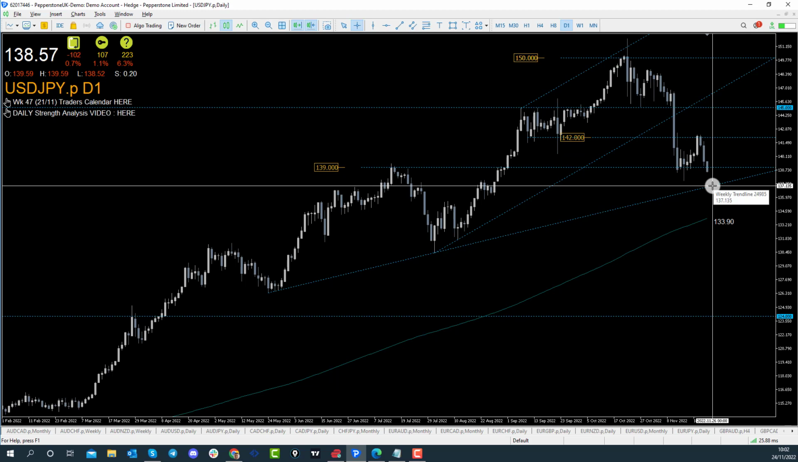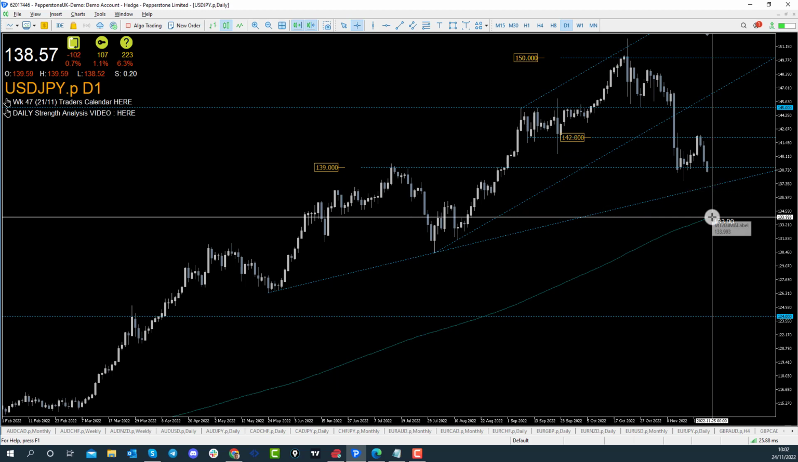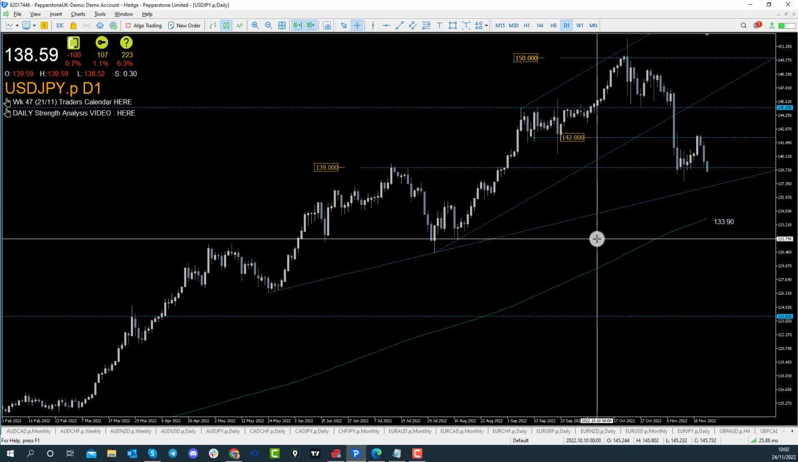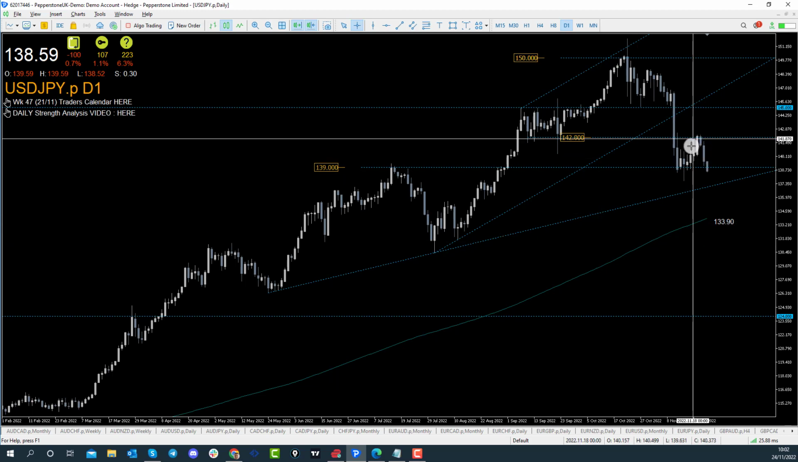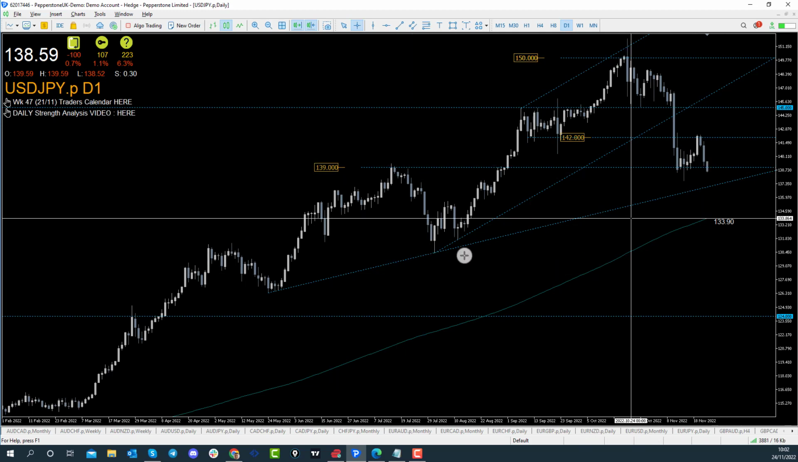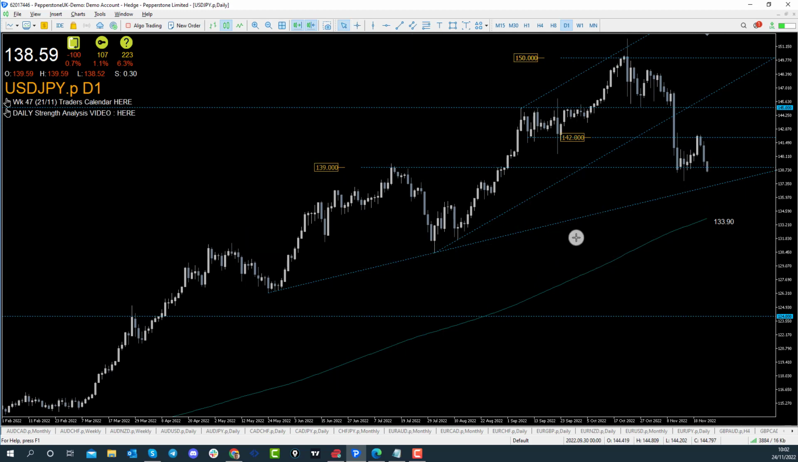If, however, price then trades through that point, you can see the next point of resistance is going to be the 200 daily moving average, which is around about the 134 handle. Beyond that, we've got sort of the 130.50s down through here, but price hasn't broken through this trend line just yet. So waiting to see if we can continue that move to the downside there.